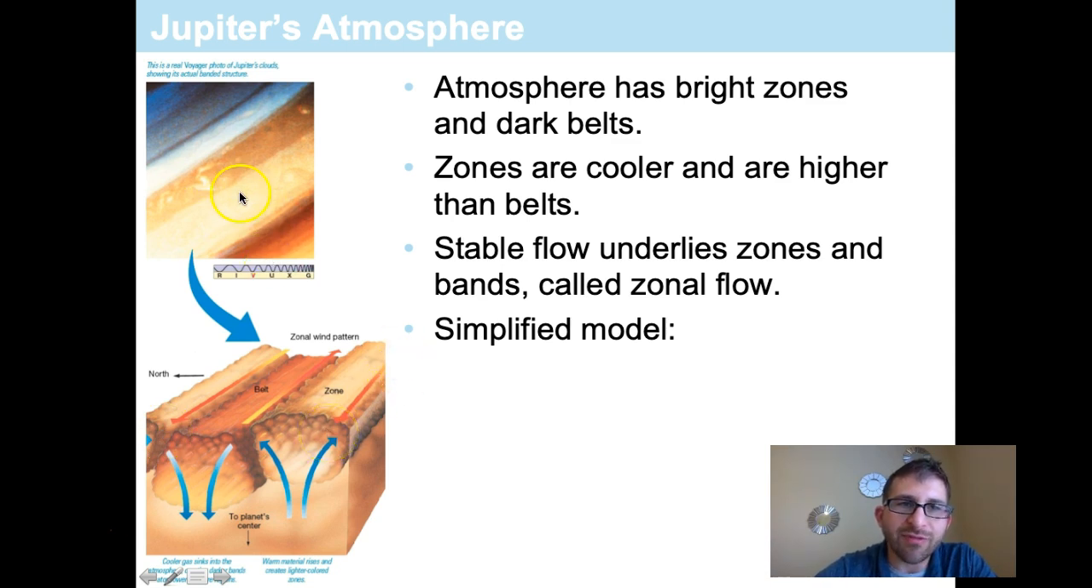So when we're looking at these different planetary atmospheres, the boundaries of these zones and belts are of dramatic interest because they are the areas where storm systems are able to take hold.